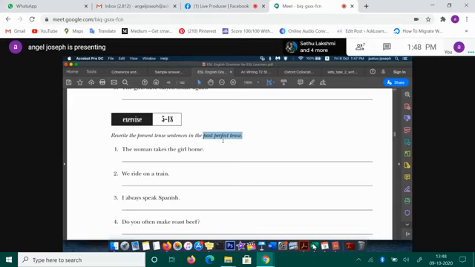After the word had, we will be using a participle form of the verb. So had written, had spoken, things will change like that. So let's look at the present tense sentence here. That is, the woman takes the girl home.